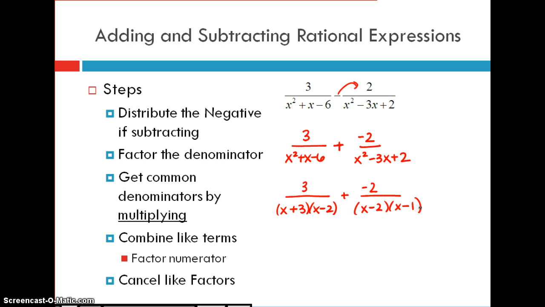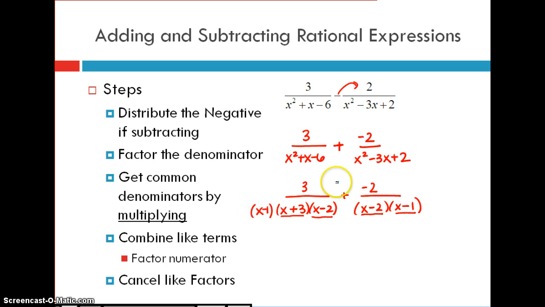Okay, so now we need to get a common denominator, and you're going to do that by multiplying. So when I look at this first problem, they have the quantity of x plus 3, a quantity of x minus 2, and this one has an x minus 2, but it also has an x minus 1, and this first fraction needs to have everything that the second fraction has. So it needs to have that x minus 1.